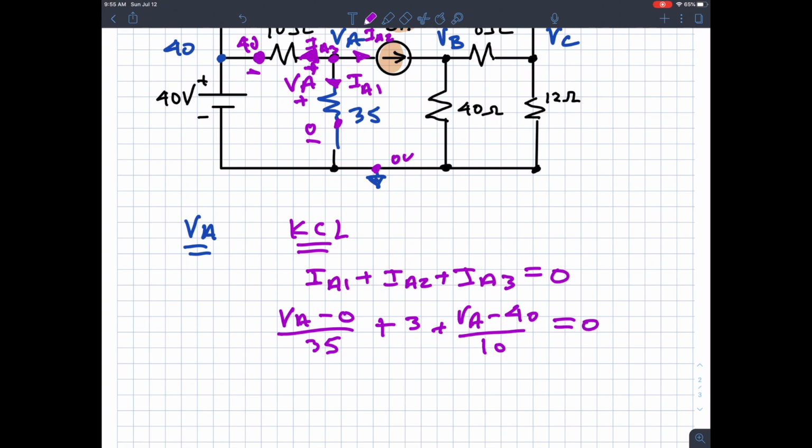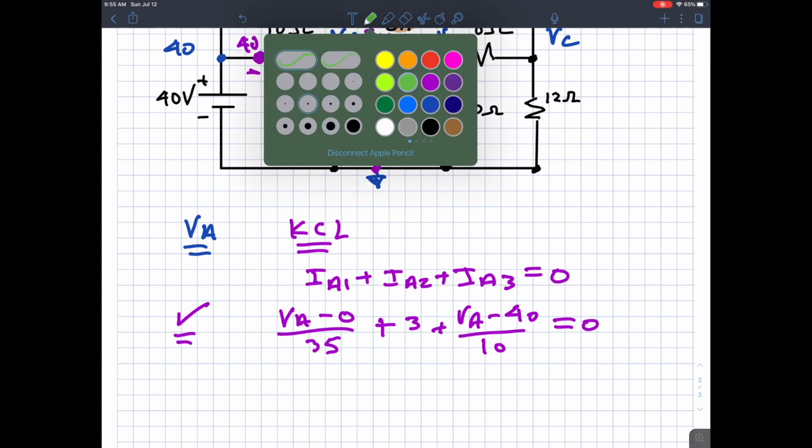All right, so boom, I've got the KCL equation at node VA. All right, let's do this again for VB. I'll change this to green.